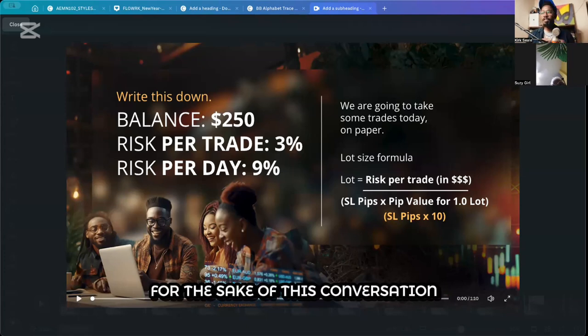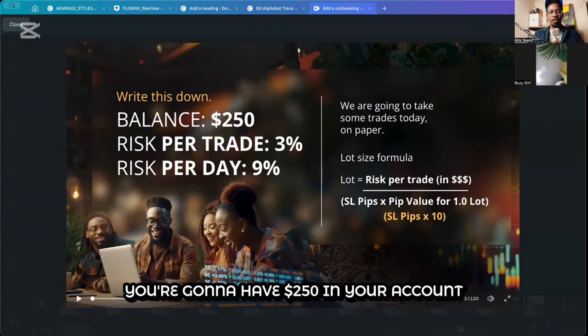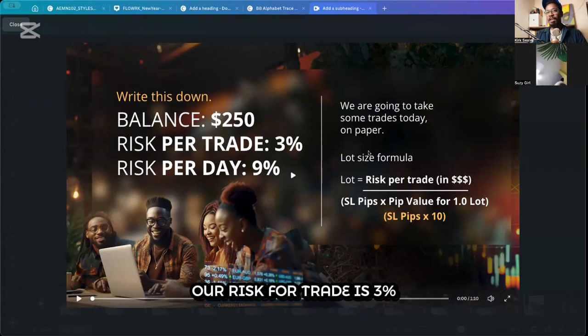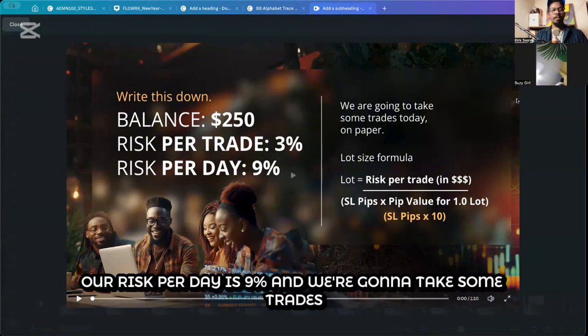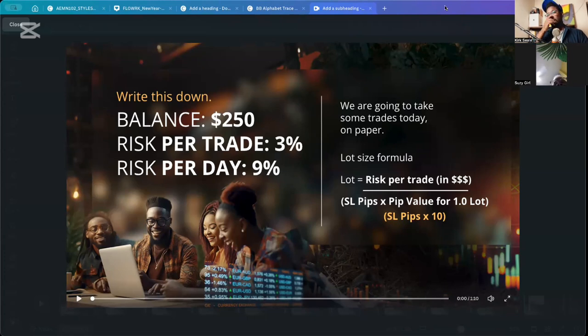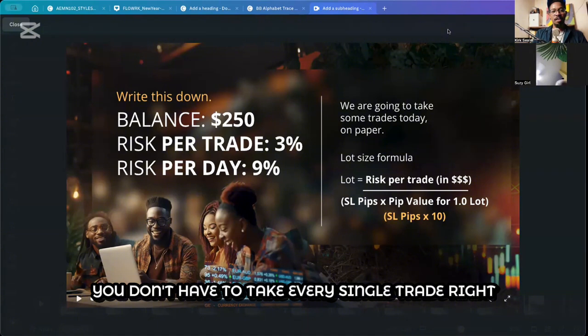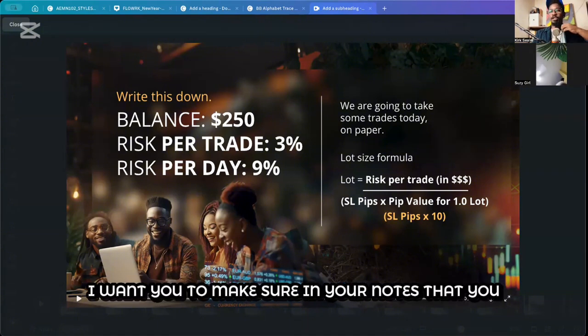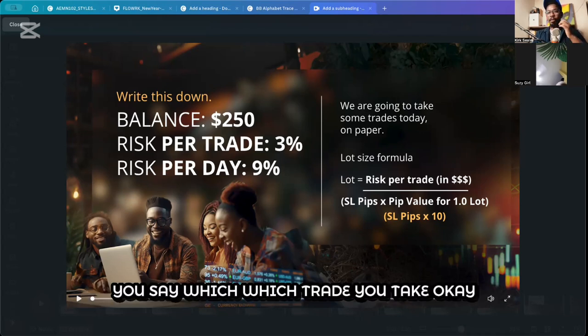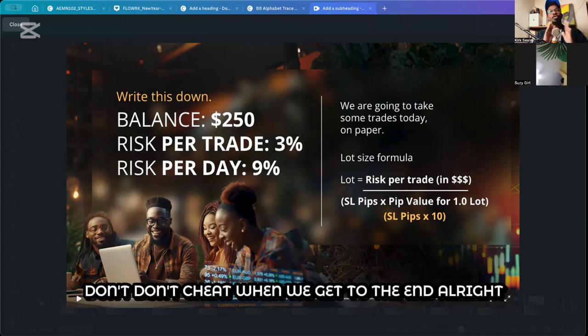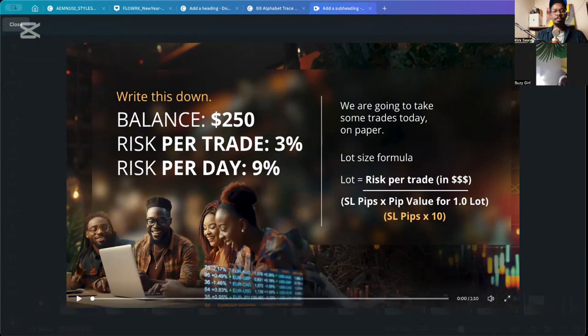For the sake of this conversation, in the next 20 minutes or so, you're going to have $250 in your account. Our risk per trade is 3%. Our risk per day is 9%. And we're going to take some trades. 10 trades are going to come out. You don't have to take every single trade, right? But if you take it, I want you to make sure in your notes that you say which trade you take, okay? Don't cheat when we get to the end, all right? If you took a trade, just let it be.